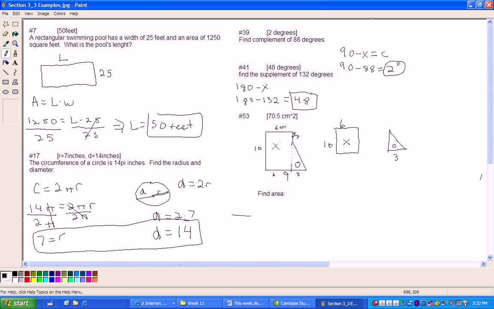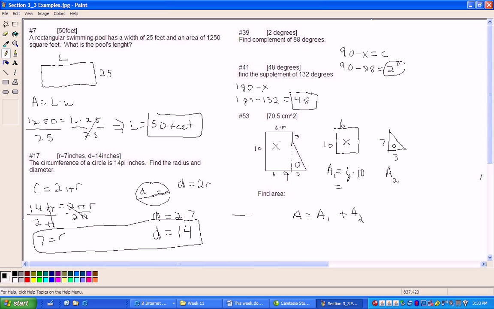Okay, so now we have everything we need. And with this odd shape, all we have to do is find the area of this guy. We'll call this area 1. We just got to find area 2 as well. And our total area is going to be area 1 plus area 2. So area 1 is just a rectangle. We know that's length times width, 6 times 10. It's equal to 60. Let's write that down here, 60.